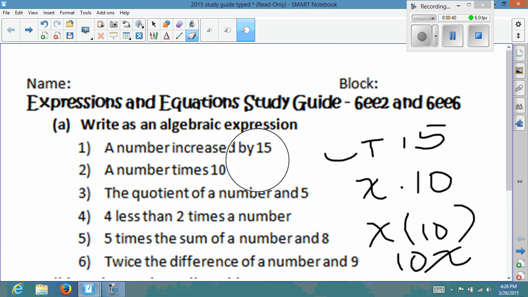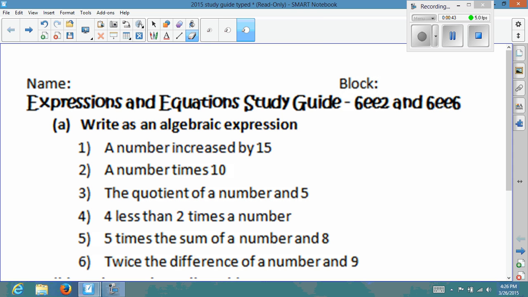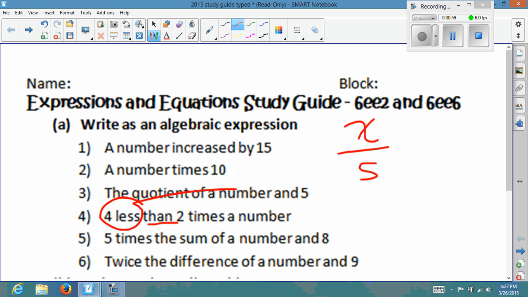Okay, the next one says quotient, and quotient is the answer to a division problem, which means I'm going to be dividing. So I look at it, quotient of a number and 5. Next one, 4 less than 2 times the number. Now this has got that word than in it, so I underline the than, circle everything in front of it, send it to the back. Start here with 2 times the number. So it's 2x minus 4.